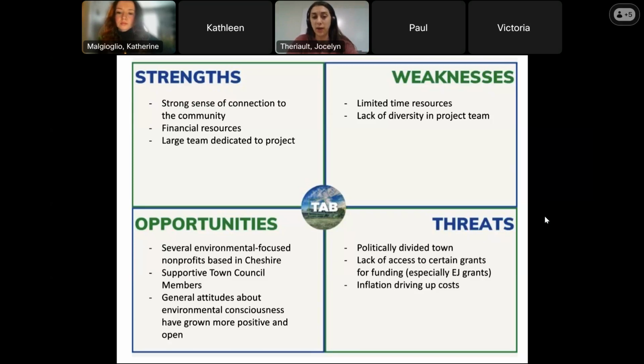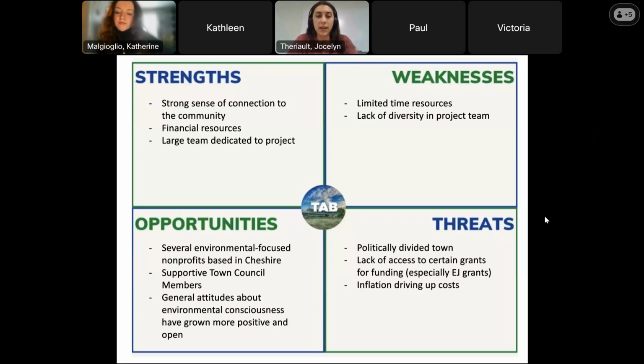Now switching lastly to threats and kind of staying on the idea of general attitudes in the community. Cheshire, like a lot of small towns, like many towns, I would argue, is fairly politically divided. So if there are groups in town who are opposed to seeing an arts and community enrichment project pop up, they are likely, I think, to be pretty vocal and pretty active about expressing their disinterest in the project. And this obviously could pose some threats to the success of it moving forward.